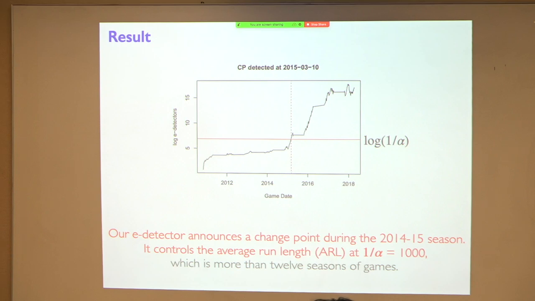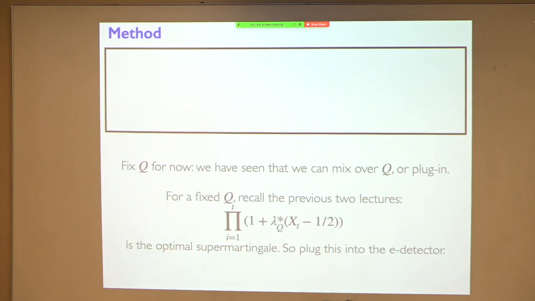Yeah. What is the detection specific? So what is the detection what? Detection specific. You're running this procedure, right? So it's the E detector, yes, which is the sum of E processes. The E processes are these ones. This is xt minus 1/2.